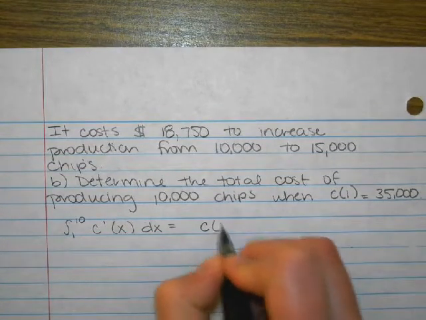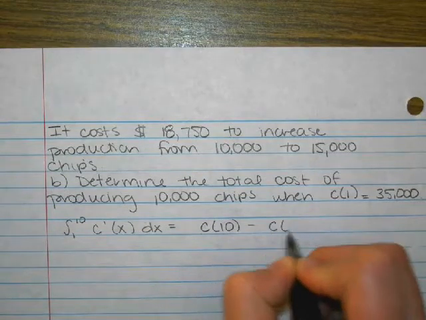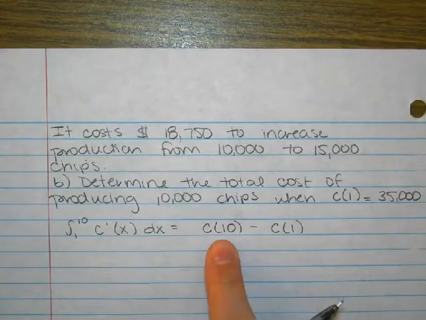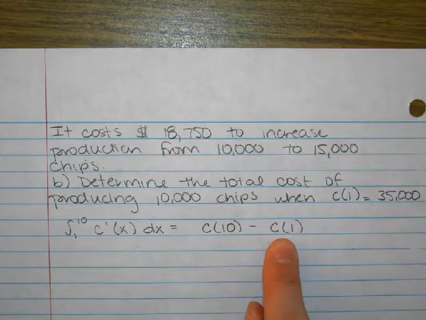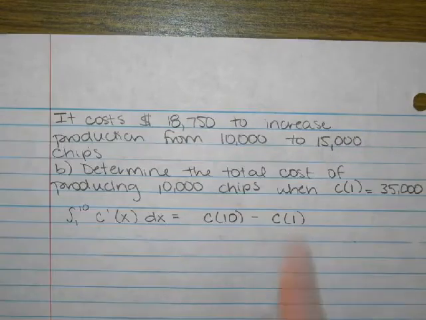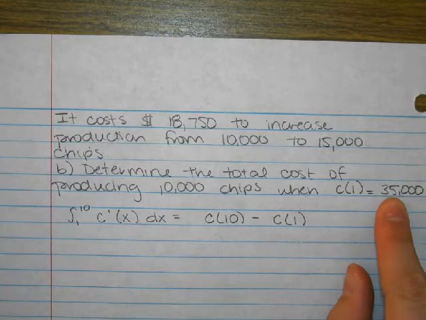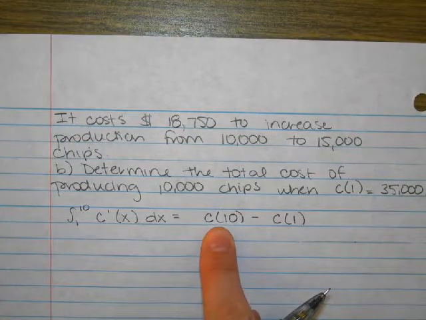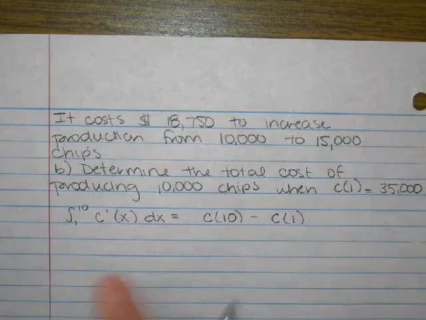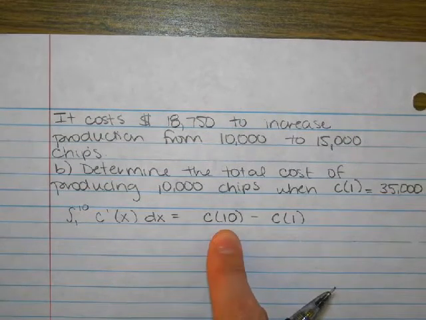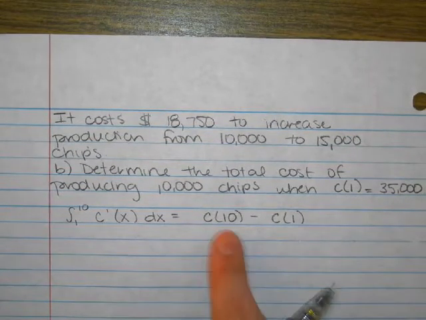That's going to be if I evaluated the original function at 10 and if I evaluated the original function at 1, right? Now, if I evaluated at 1, this is that 35,000 that I get. Evaluating it at 10 is the answer that I want to know. I want to know how much it costs to produce 10,000 chips exactly. So not the changing rate, but what it exactly costs.